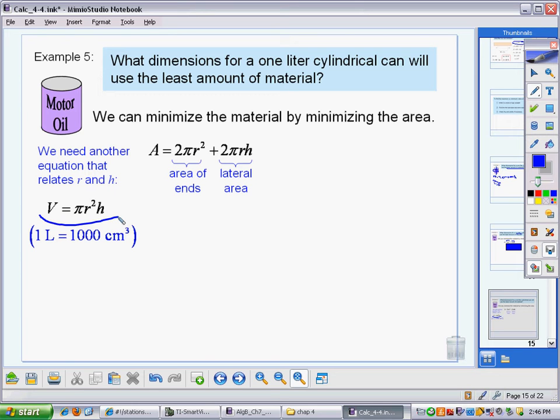Okay? And remember that cubic centimeters is a measurement of volume, so you go to volume, plug in 1,000 for V, solve for one of your letters. Go! One more time, plug in 1,000 for V, and solve for one of your letters in terms of the other, and plug it back in, so you only have one variable on the right side.